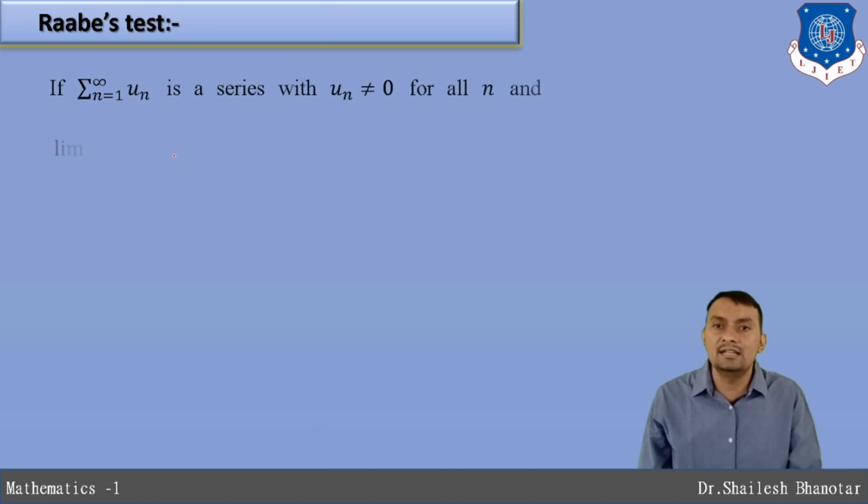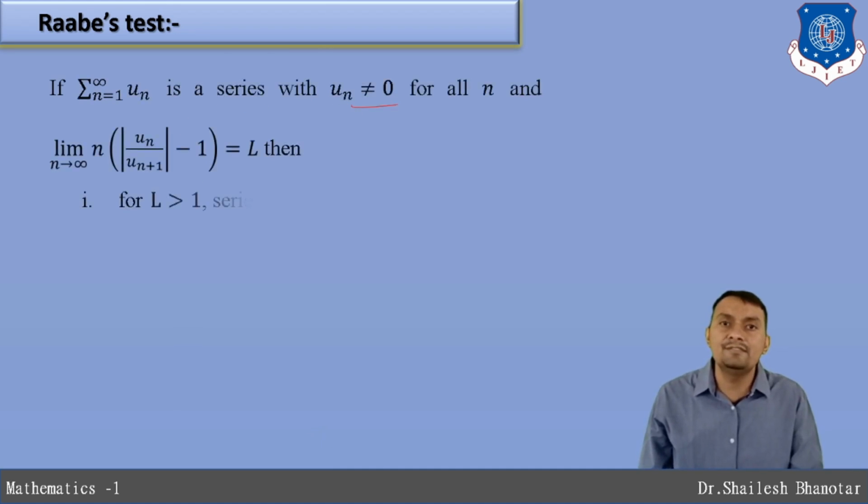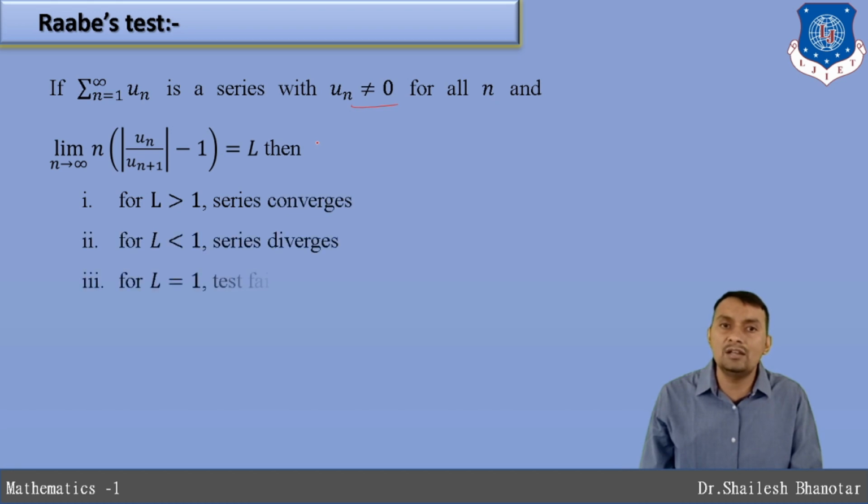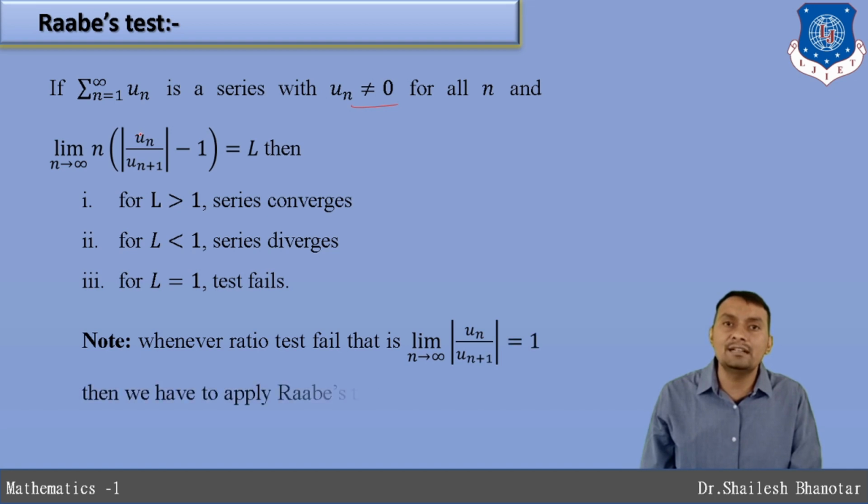Now we see the Raabe test. If the series un has nth term non-zero for all natural numbers, whenever we assume that the ratio test fails, then after that you have to apply the Raabe test. So what does the Raabe test say? n times un divided by un plus 1, take its absolute value, minus 1, and if you get the answer L, then if L is greater than 1, the series is convergent. L is less than 1, the series is divergent. L is equal to 1, the test fails.